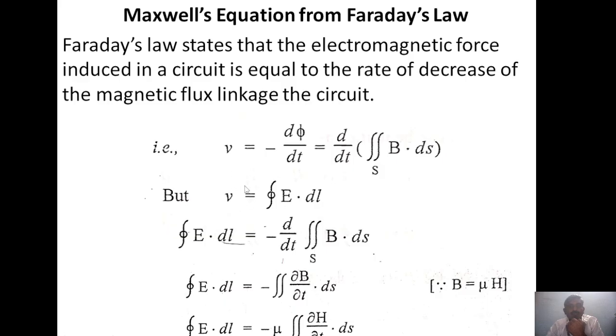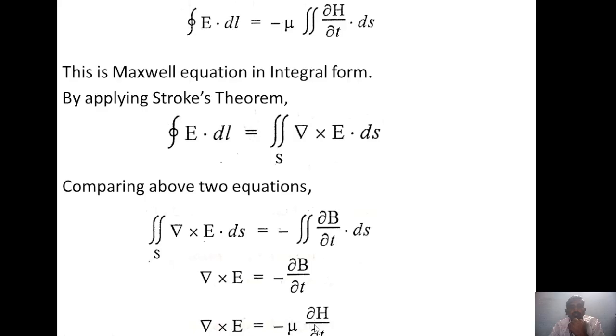So now both the things are related to V. The left hand side of both equations denotes voltage. Therefore make the right hand side equal. So the closed integral of E dot dl is equal to minus dou B by dou t, surface integral of B dot ds. So we can write it as minus mu into dou H by dou t. So this is the integral form of Maxwell's equation from Faraday's law.